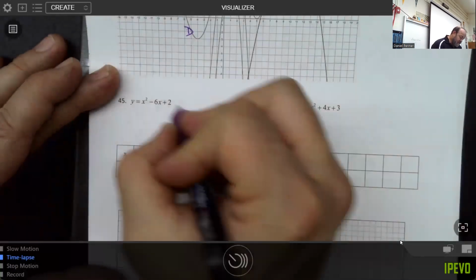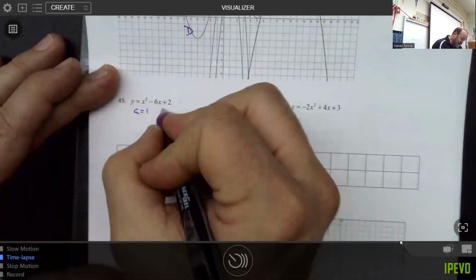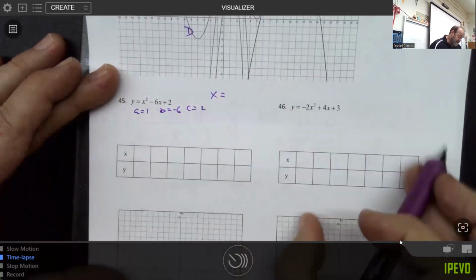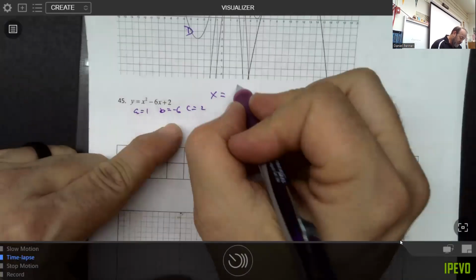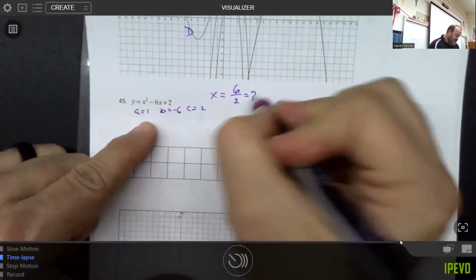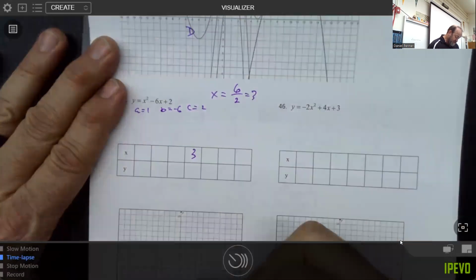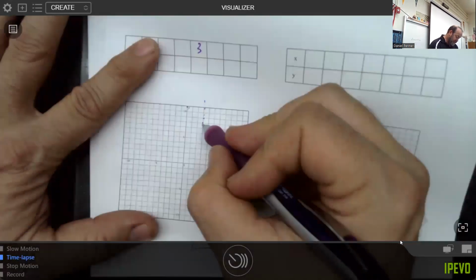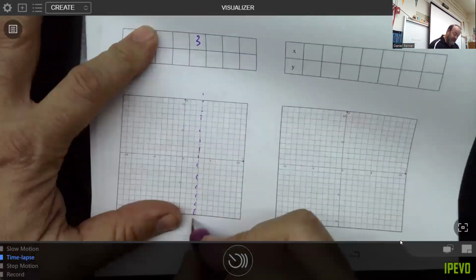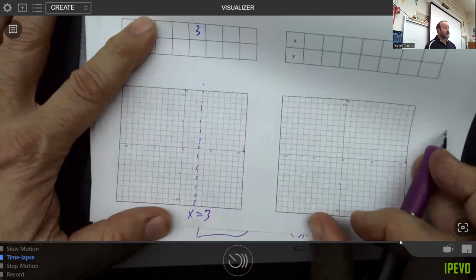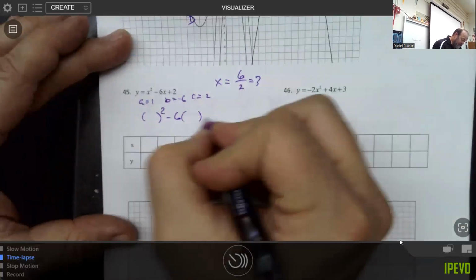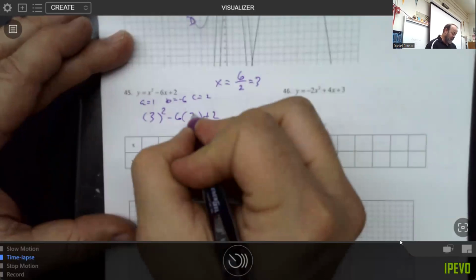So remember, A is 1, B is -6, and C is 2. What I asked you to do is start with x equals the opposite of B over 2A, and I got 3. So my line of symmetry is at x equals 3. I'm going to put a nice little dotted line on my graph at x equals 3. I personally like to label that and make it very clear on my graph. Then I need to go to the original problem and plug in a 3 everywhere that I saw an x.